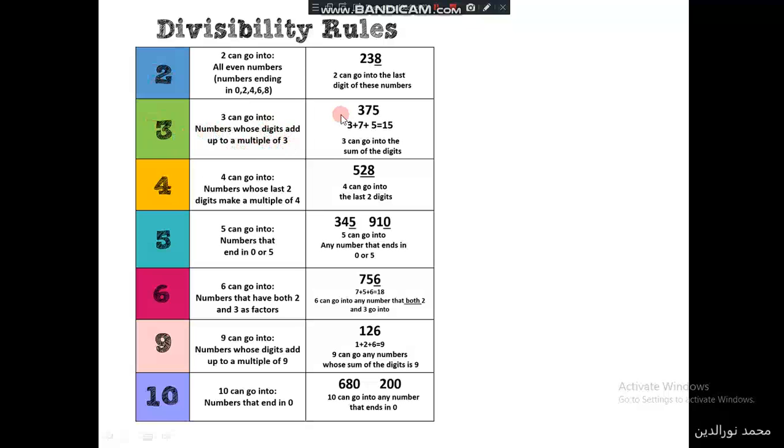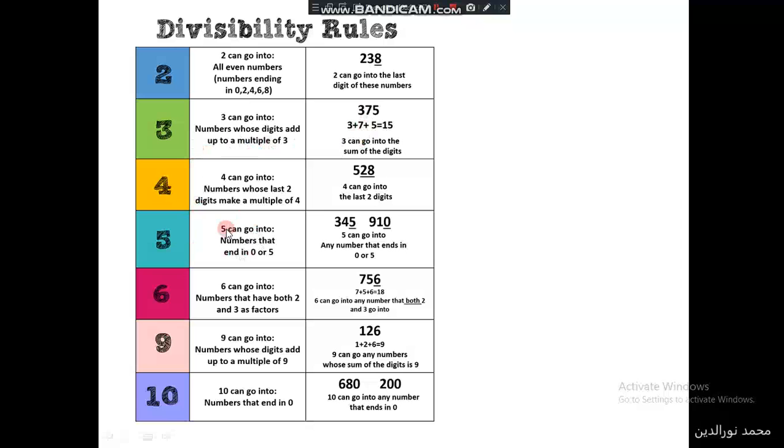As we have the example here, we add the digits together. 3 plus 7 plus 5. 3 plus 7 is 10, plus 5 is 15. 15 is divisible by 3. Or we could say 5 plus 1 is 6, also divisible by 3. So if the sum of digits is divisible by 3 or is a multiple of 3, we say that the whole number is divisible by 3.